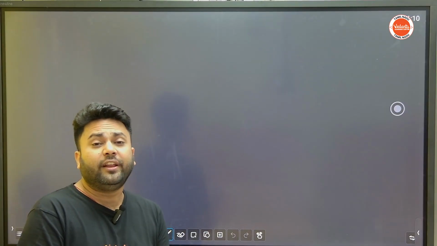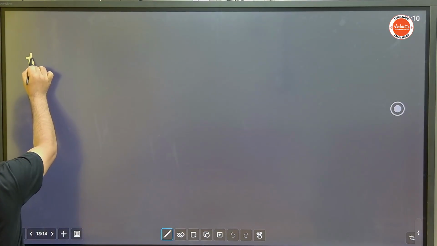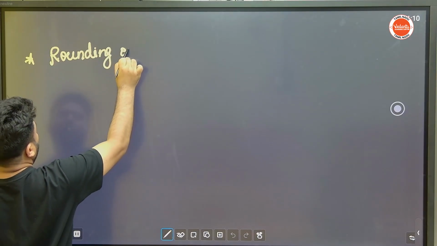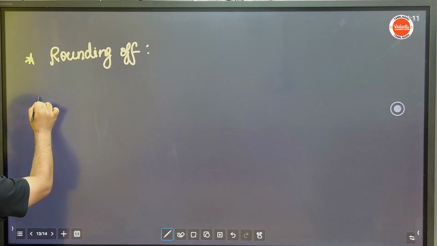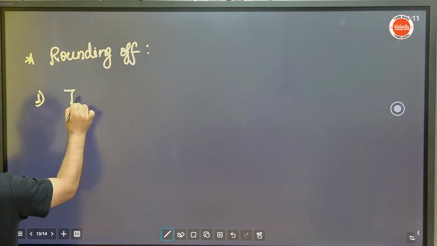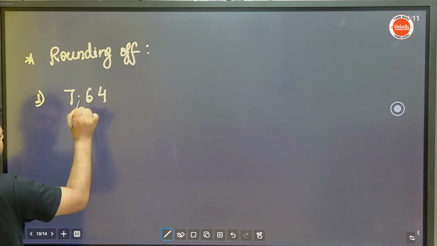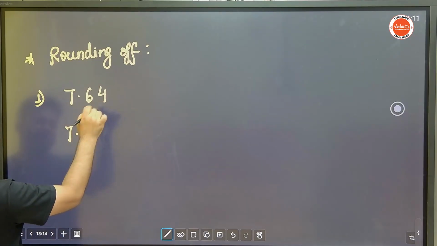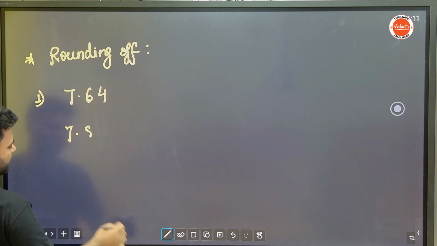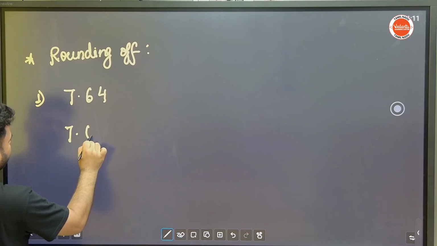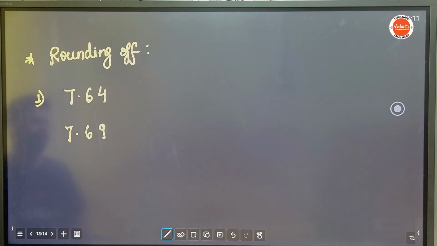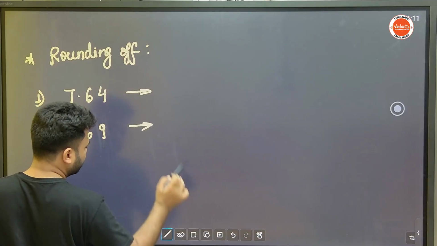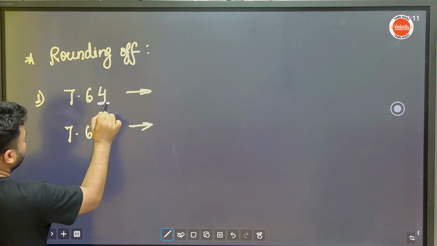Next important topic is rounding off. Now simple rules. First, suppose we have 5.64 and another number I am taking, 7.64, and this is 7.69. You see the last digit. This is 4, this is 9.